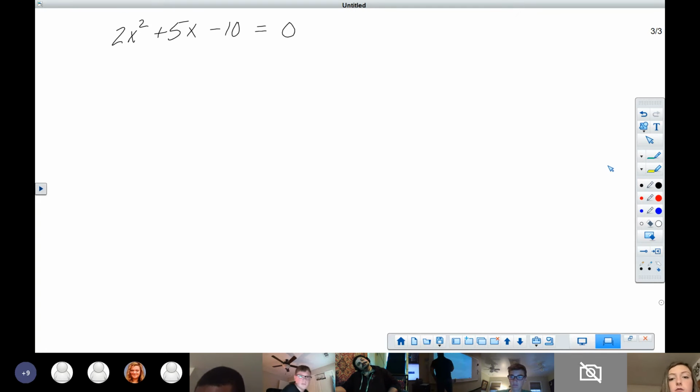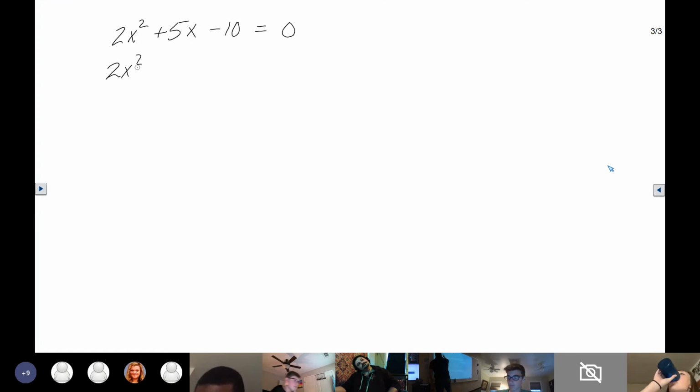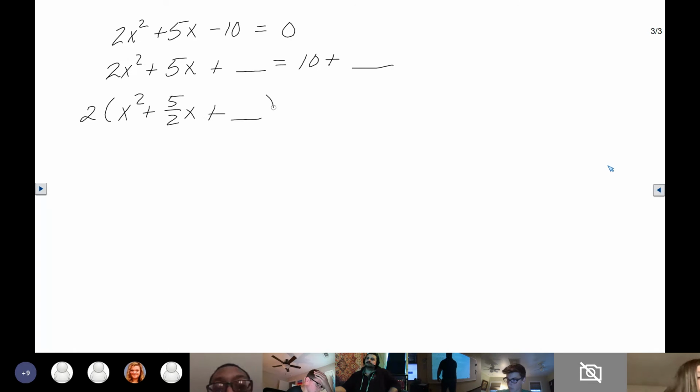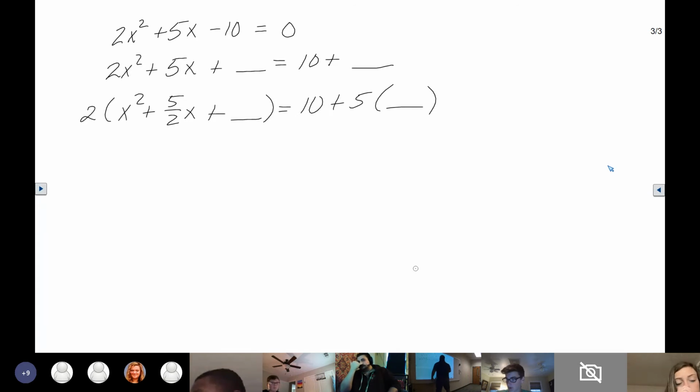All right. So 2x squared plus 5x plus blank is equal to 10 plus blank. And of course, I'm not going to be accountable for my bad grades. I'll just blame Russia for that, because you don't want to be accountable for bad things. You want to blame somebody. So anyway, factor out the 2: x squared plus 5 halves x plus blank is equal to 10 plus 2 times blank.